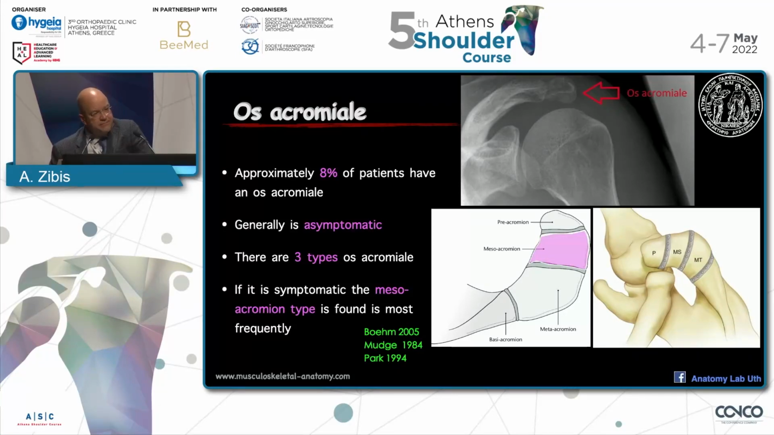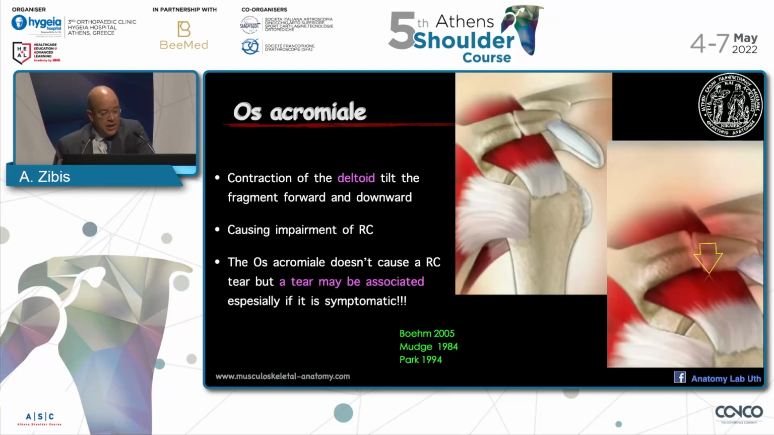Os acromiale is pretty rare. Almost 8% of patients have an os acromiale. Generally, it is asymptomatic. If it is symptomatic, then the most frequent type is the meso-acromial os acromiale. Contraction of the deltoid tilts the meso-acromial os acromiale fragment forward and downward, thus causing impairment to the rotator cuff. The os acromiale, for that reason, doesn't cause a rotator cuff tear, but a tear may be associated with it, especially if it is symptomatic.